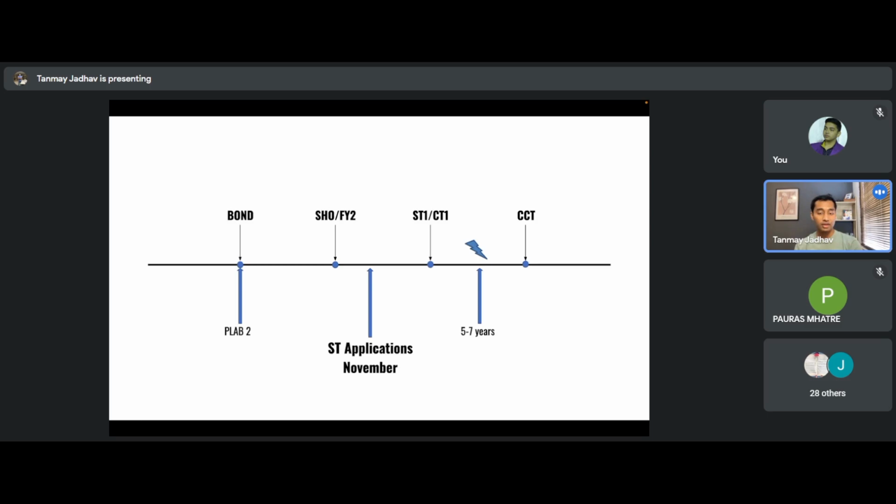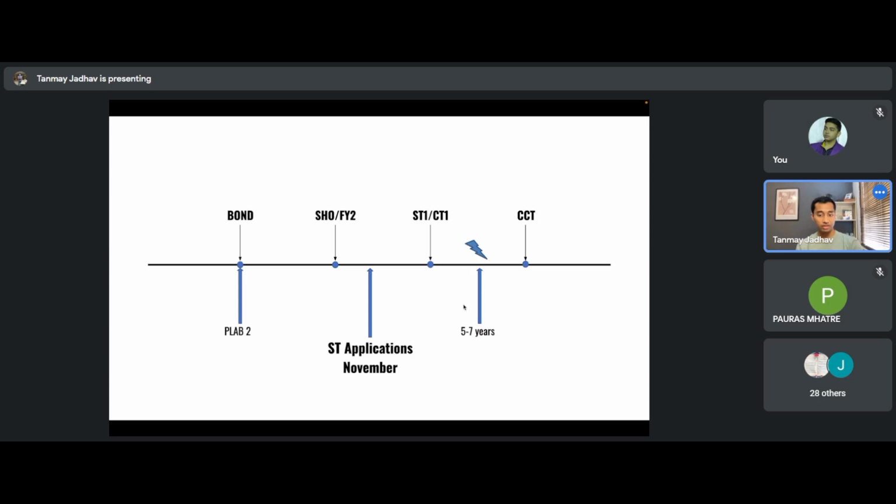Then you would start off with ST1 or CT1, and then approximately 5 to 7 years later, 5 years if you're clinical radiology, 6 years if you're interventional radiology, 7 years if you're medicine or surgery minimum, you will become a consultant. That's where all the good part of life lies, apparently.